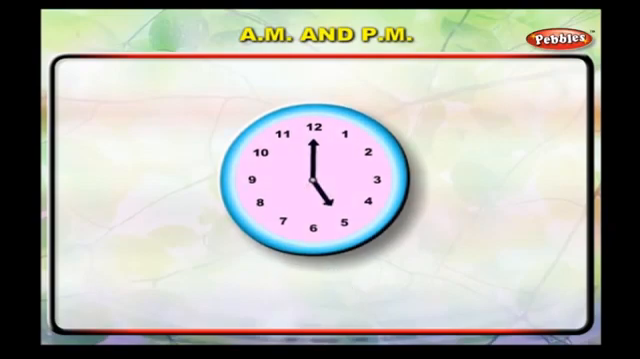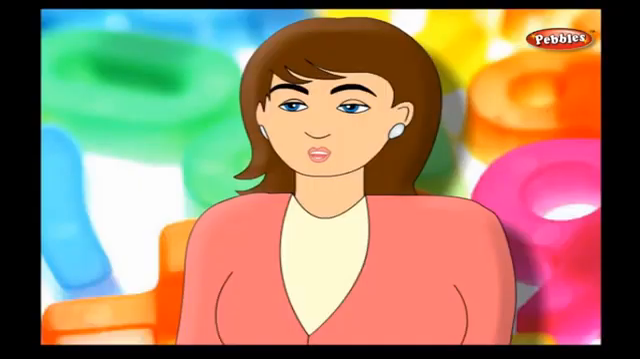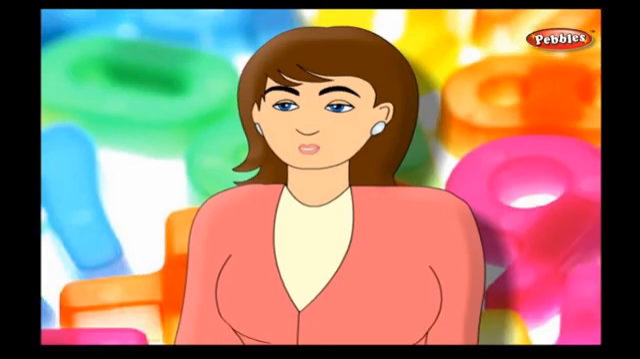In the evening, as the clock shows 5 o'clock, we say the time is 5 o'clock in the evening. We write it as 5 p.m. Morning hours are thus called AM and evening hours are called PM. That is 1 a.m., 2 a.m., 3 a.m. and when the clock strikes 12, we call it noon or midday.